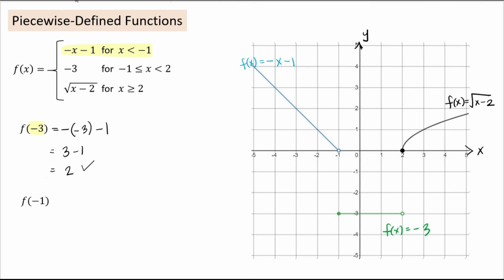How about f of negative 1? x is equal to negative 1, which is in the domain of f of x is equal to negative 3. So f of negative 1 is equal to negative 3.